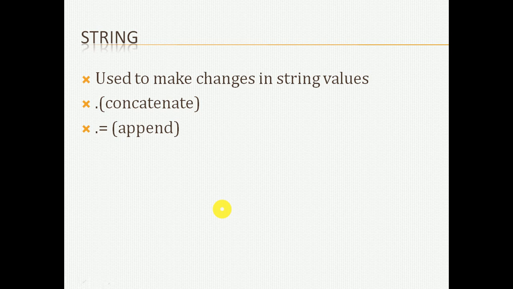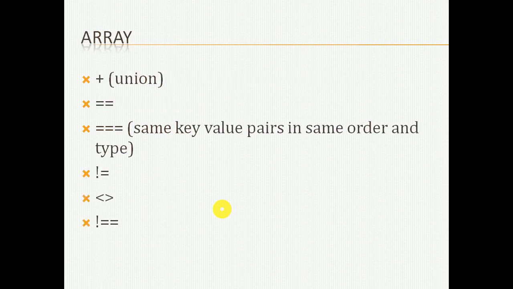Moving ahead, let's talk about array operators. So as it is clear from the name, they are used on array variables. Now what are the type of array operators that we have in PHP? So first one is plus, which is actually the union of arrays. So you are merging the values of two arrays using this operator.